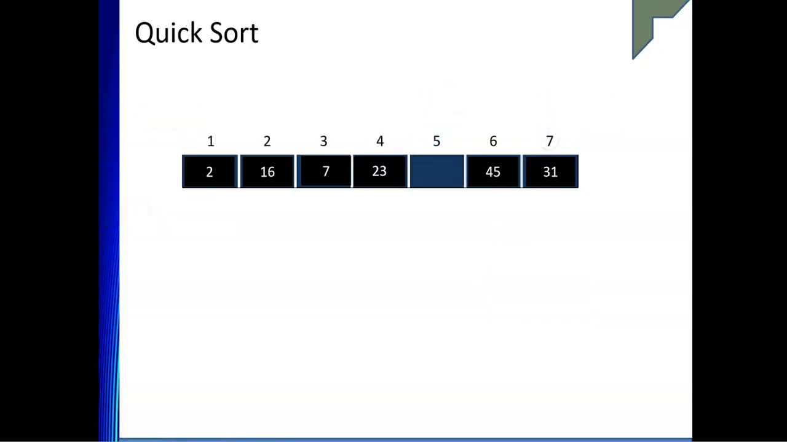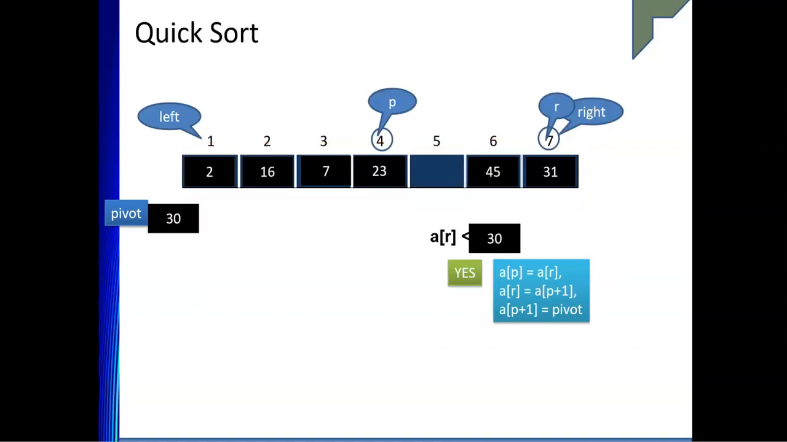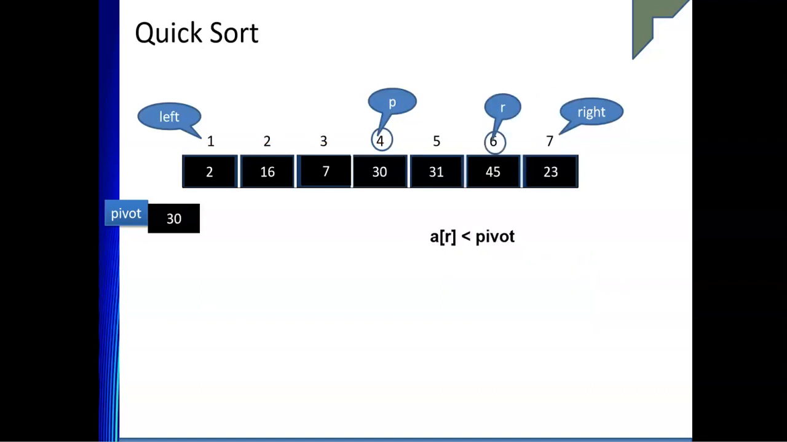Now what I have got is that all the elements on the left are lesser than the pivot element 30, and all the elements on the right are greater than the pivot. Now I will consider this left subtree, and then I will consider this itself.